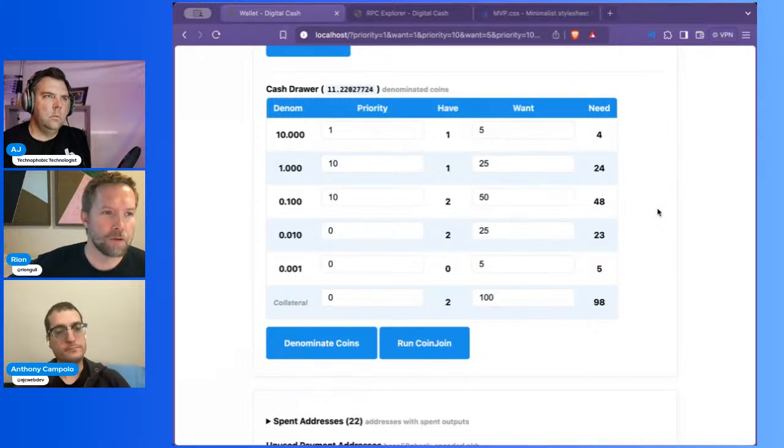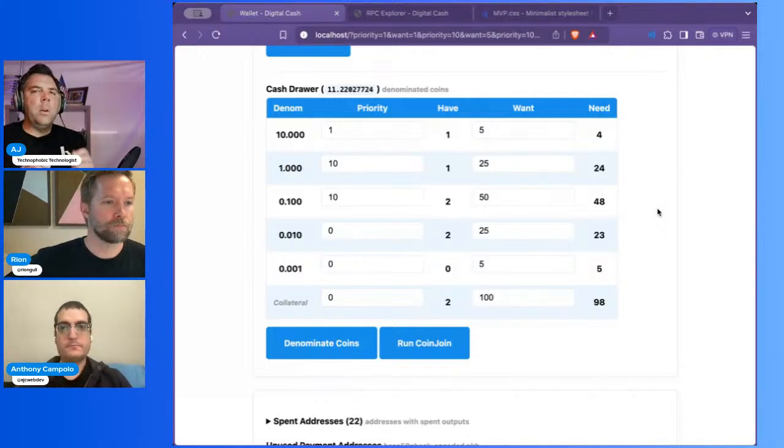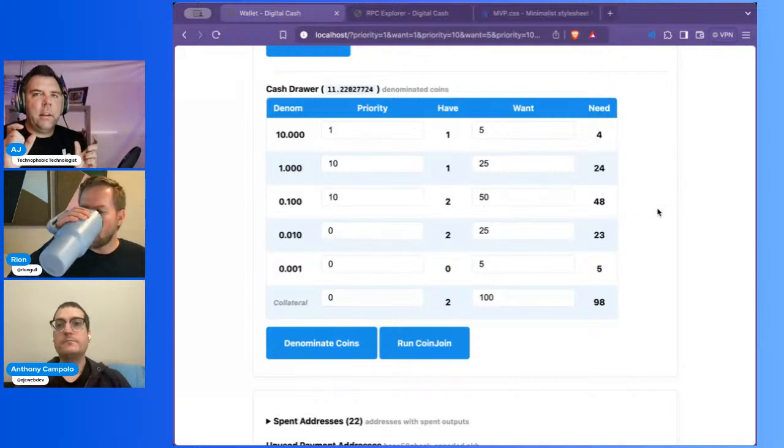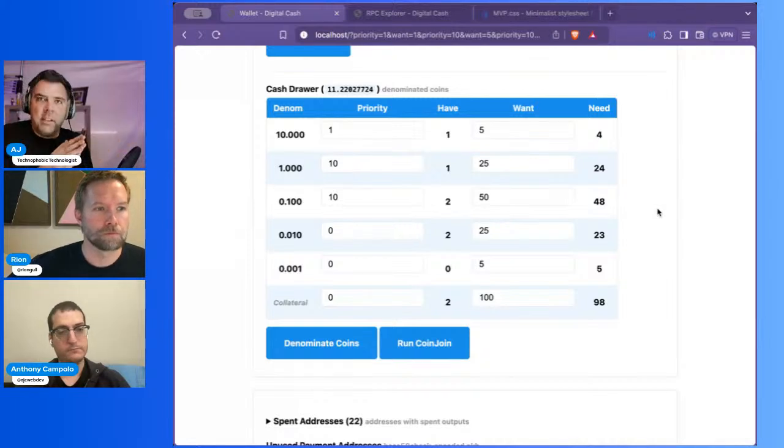So talk about what cash send is, how this relates, and what the path might be to getting from here to there. There are two components: there's CoinJoin and there's private send. CoinJoin is when you mix the coins. Private send, ironically, is when you unmix the coins.